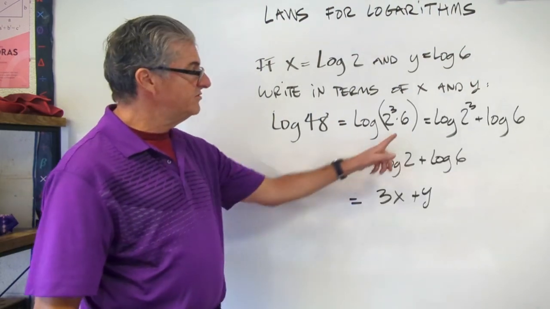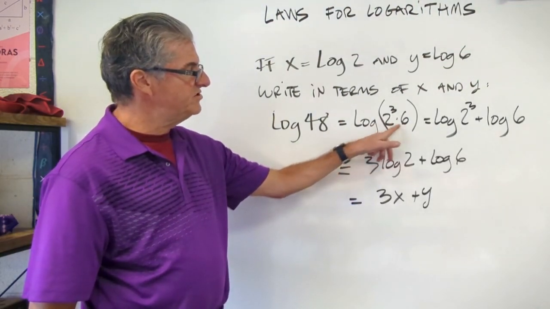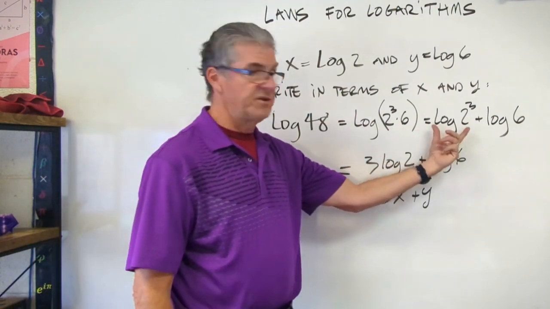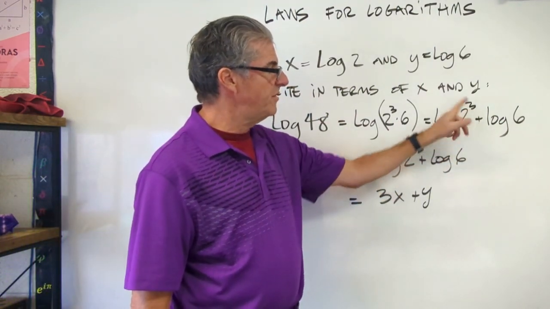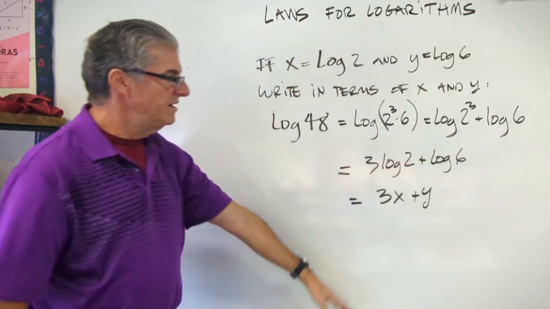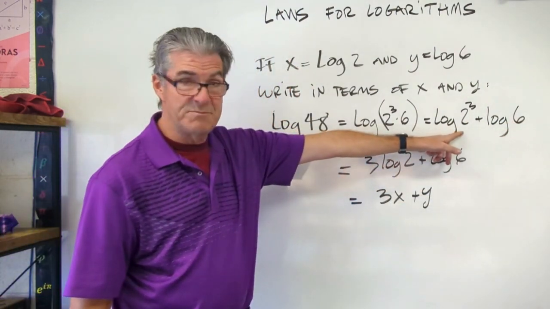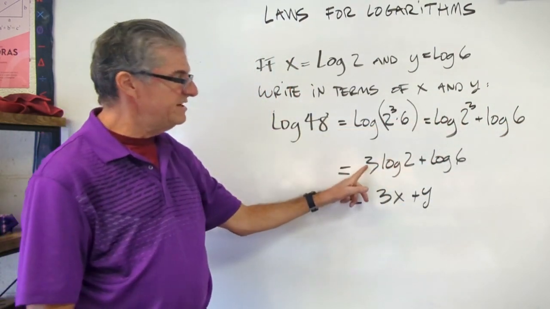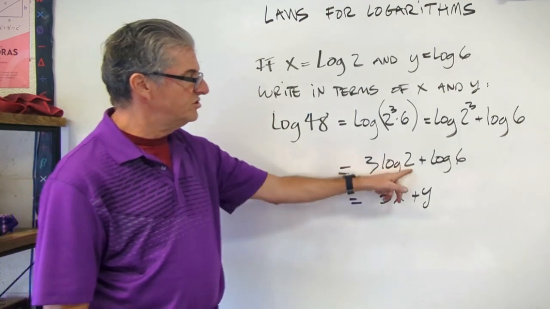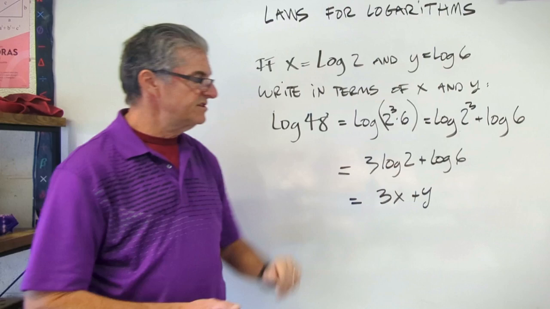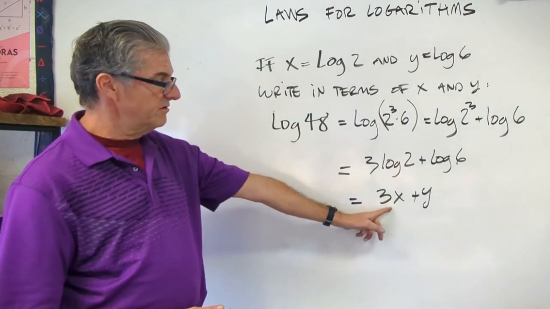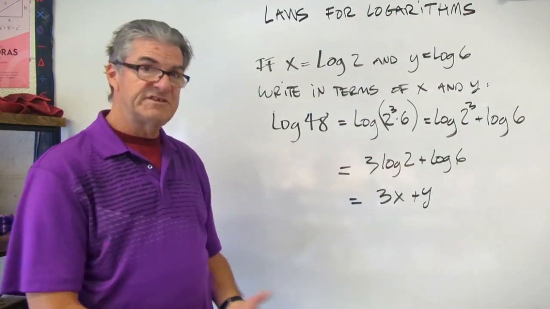Okay, so what I did is, since we've got multiplication right in here between these two terms, I could separate them out with their own logs, separated by plus. So we've got log 2 to the 3rd plus log 6. Now I'm going to take this one, use that power rule, bring the 3 down. So now I have 3 log 2 plus log 6. Now, if log 2 is x and log 6 is y, then really what I end up with is 3x plus y. That's how you do that one.